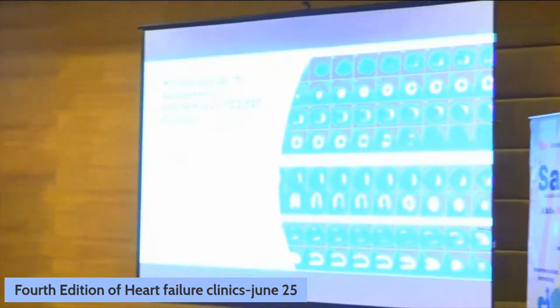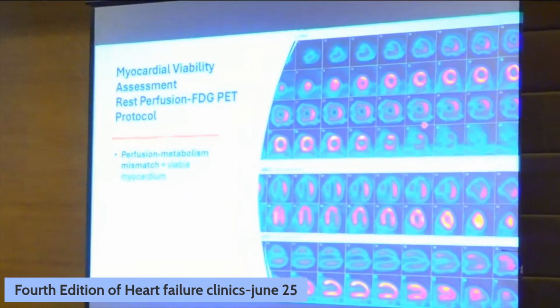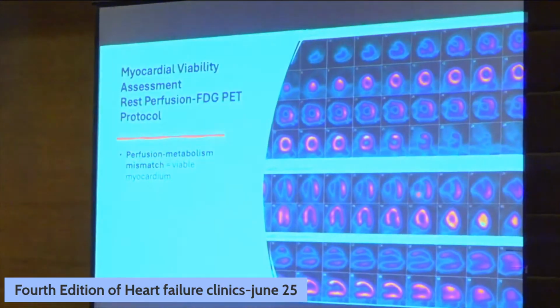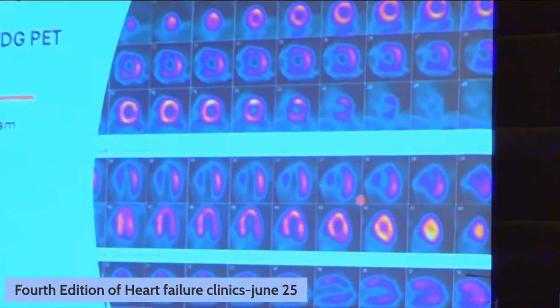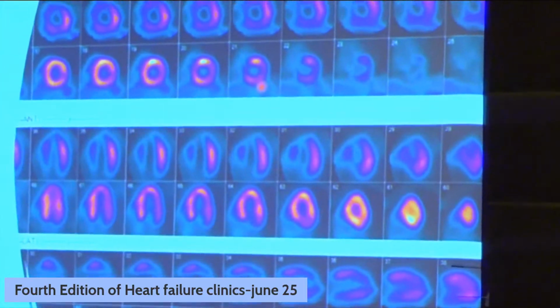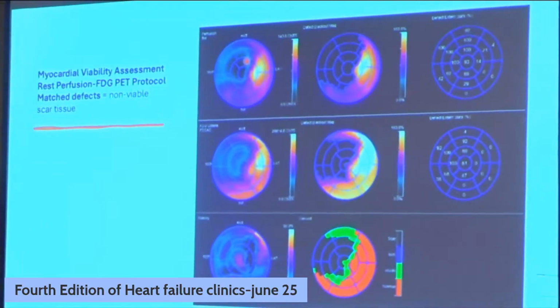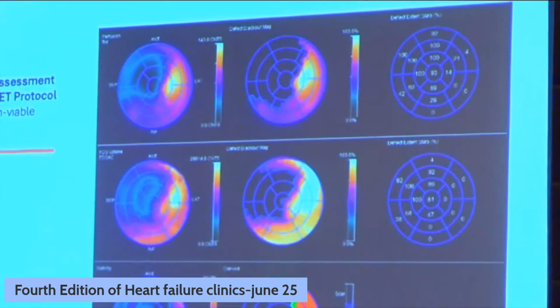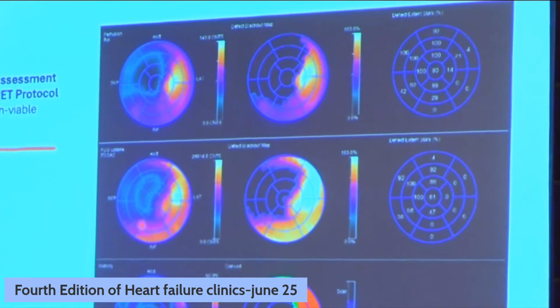If there is a mismatch, where the perfusion is reduced but the metabolism is preserved, that is a different pattern. If both are absent, like what you can see in another patient, the perfusion is reduced and a scar is also there. That means the perfusion is not there, the metabolism is not there, and then it indicates it is non-viable.